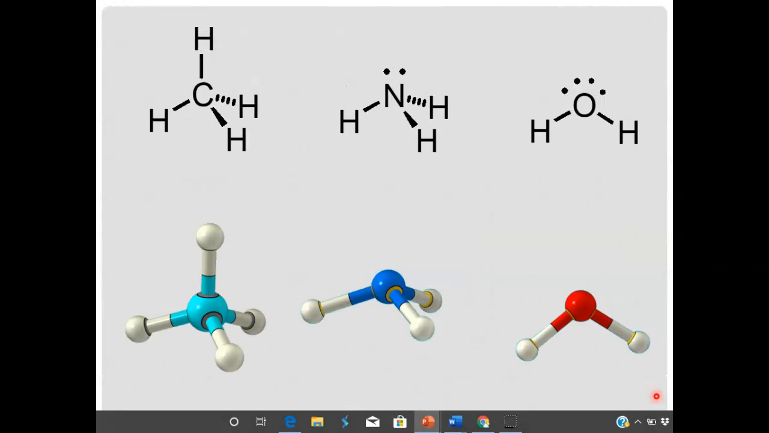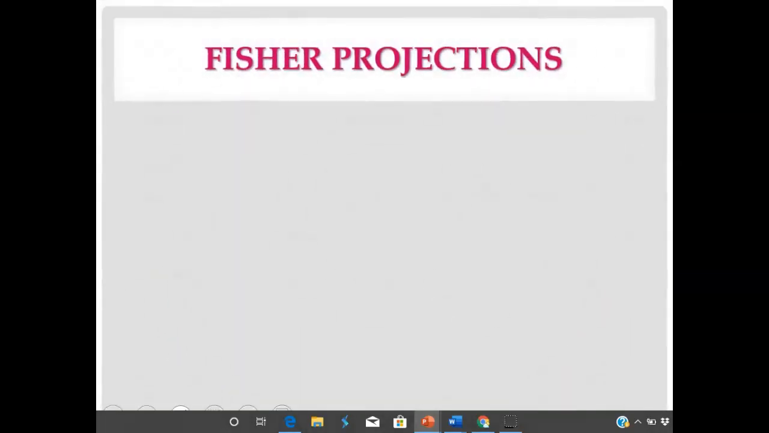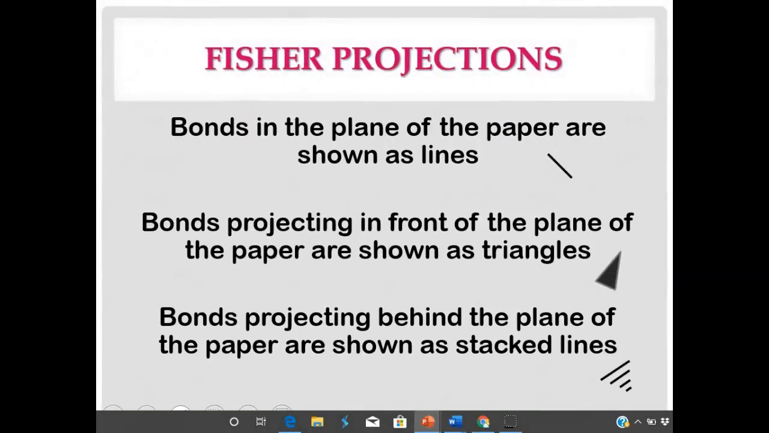There's another way you could see it, and you have lines, kind of a pie shape, and then the little dashes. Each part represents it, and you can just look at this just to know. The bonds in the plane of the paper are shown in lines. Bonds projecting in front of the plane of the paper are a triangle, and then the stacked dashed lines are the ones showing projection behind the paper.